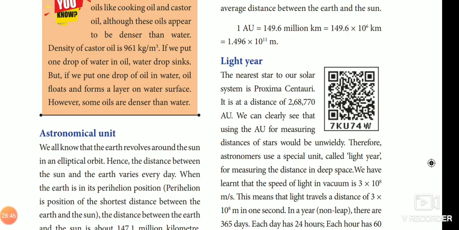Okay children, now we study about light year, that is ஒளி ஆண்டு. The nearest star to our solar system is Proxima Centauri. நமது சூரிய குடும்பத்திற்கு மிகவும் அருகில் அமைந்துள்ள விண்மீன் Proxima Centauri. So what is this distance? It is at a distance of 2,68,770 astronomical unit. இதனுடைய distance இவ்வளவு இருக்குது. Then we can clearly see that AU is the short form of astronomical unit.